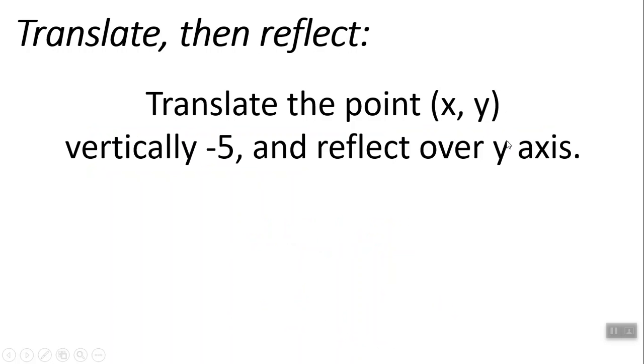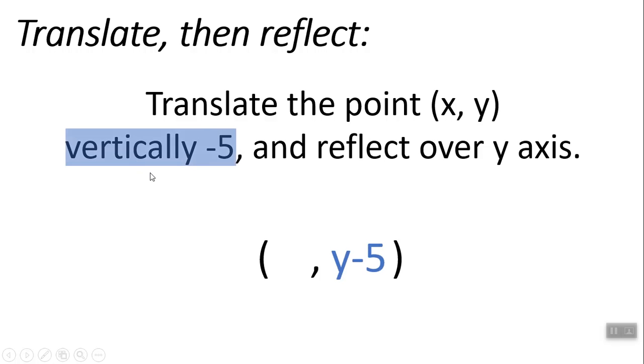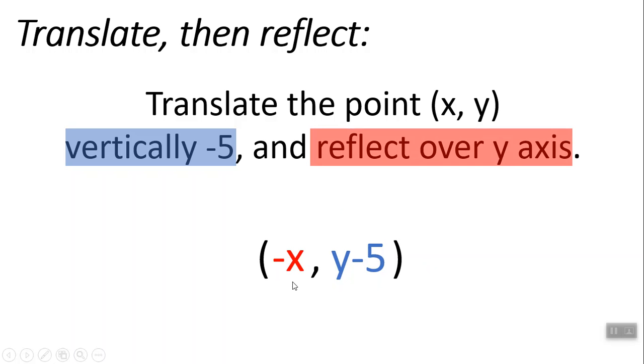Okay, so now we are translating, then reflecting. So we've got the point X, Y. We're going to translate it vertically -5, then reflect over the Y-axis. So we've got our ordered pair here. If you translate vertically, you're changing Y and you're subtracting 5. If you're reflecting over the Y-axis, you ignore whatever the Y was. We already did the translation. If you're reflecting over Y, you keep your Y and take the opposite of X. So whatever X was, you're going to take its opposite.